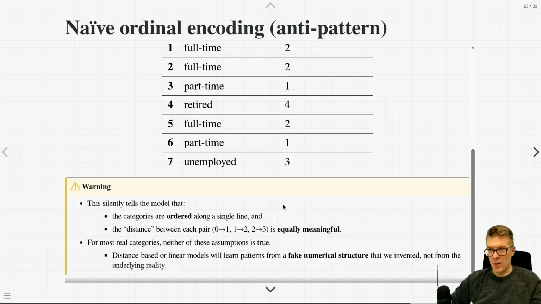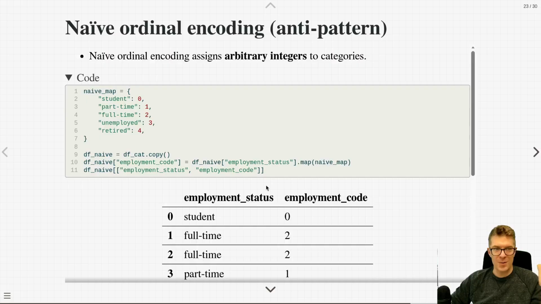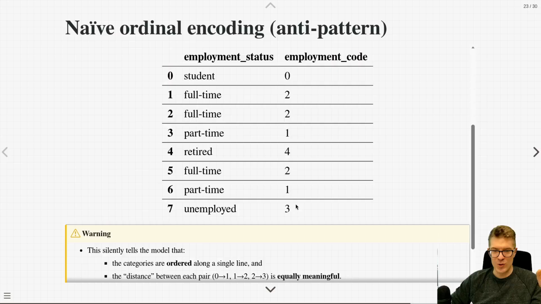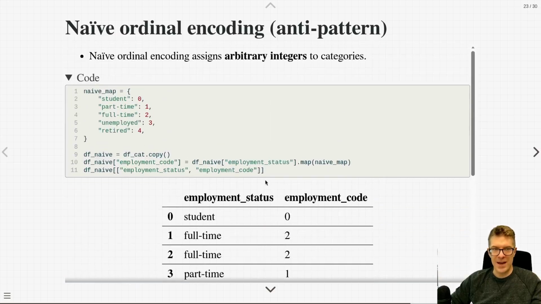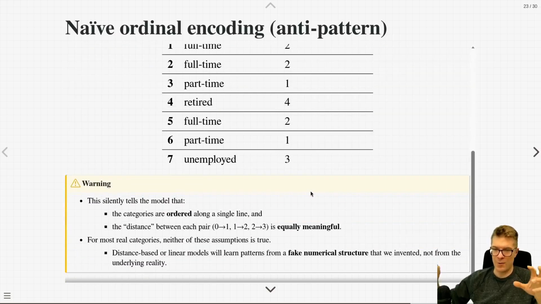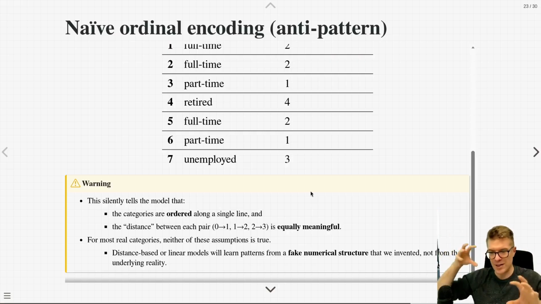Now, this has the warnings we talked about earlier. If the categories are ordered on a line, which means that you can go from being a student to being part-time to full-time to unemployed to retired, that linear ordering doesn't necessarily always make sense. Similarly, the distance between pairs is suddenly made meaningful by these numbers, right? The difference between someone being unemployed and full-time is a difference of 1, and that's the same difference as being full-time and part-time. The difference is 1. Is that meaningful? Is that distance something I want to encode in any kind of future modeling that measures distance between points? Almost certainly not.